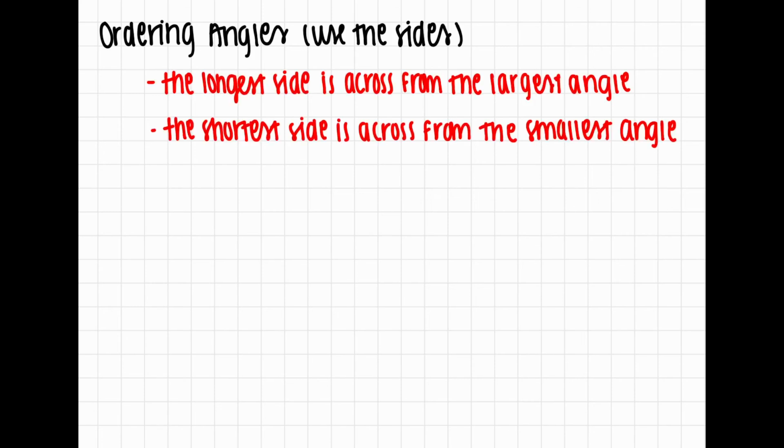We're now going to be ordering the angles, which is the opposite of what we just did. We're going to be using the sides. So I'm going to give you side lengths and ask you to put the angles in order from least to greatest or greatest to least. It follows the same principles though. So you do need to know that the longest side is across from the largest angle and the shortest side is across from the smallest angle. We talked about this previously, but I reworded it so that you knew what went with what for this section.